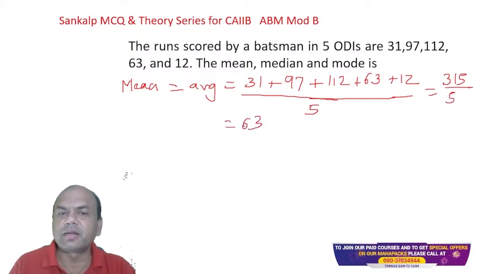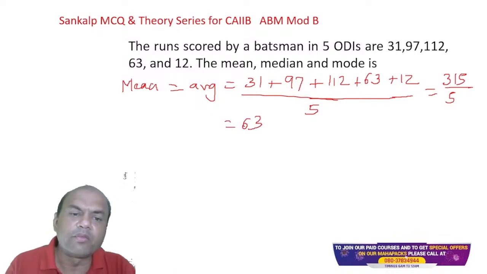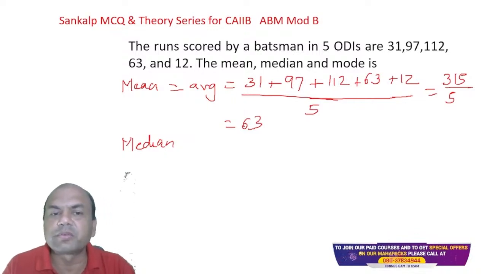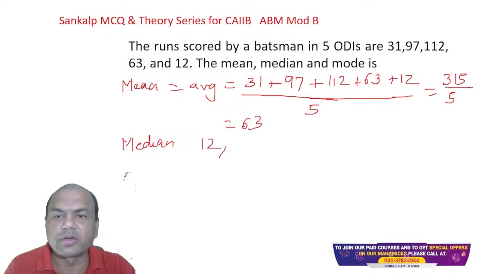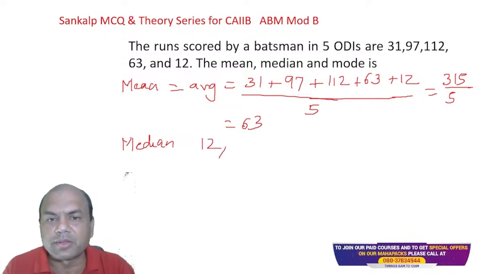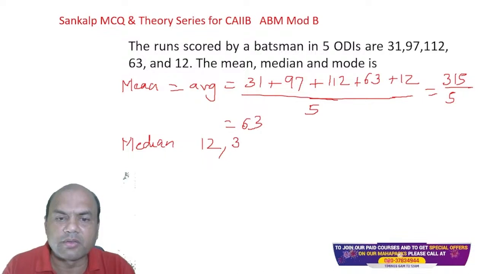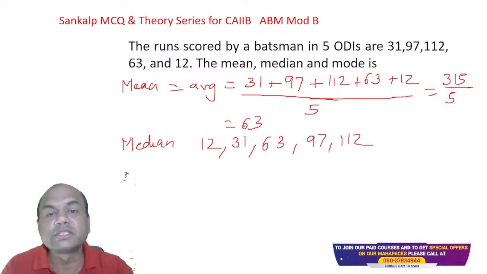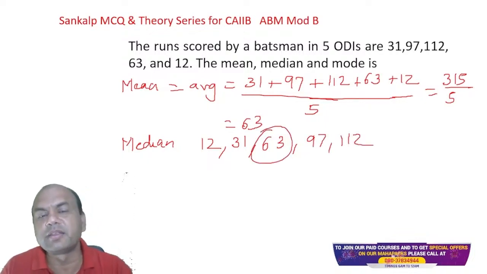63 is my mean, right? Mean is 63. Median, what about the median then? Median means always arrange them in serial order. From the lowest to highest, we'll arrange them in ascending order. 12. Then what is the next one? After 12, 31. After 31, 63. After 63, 97. After 97, 112. Okay, so which is the median? The central one. This is my median.